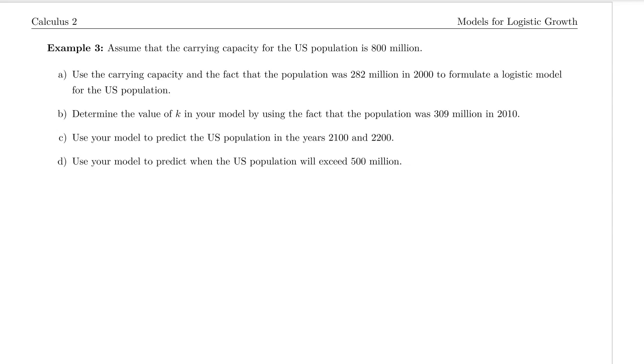Welcome back to part 3 of Models for Logistic Growth. Example 3 says, assume that the carrying capacity for the US population is 800 million. Part A says use the carrying capacity and the fact that the population was 282 million in 2000 to formulate a logistic model for the US population.